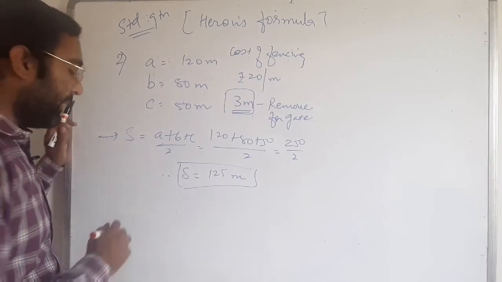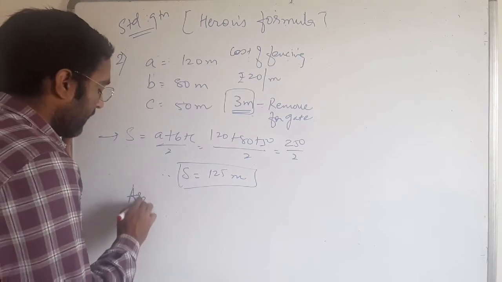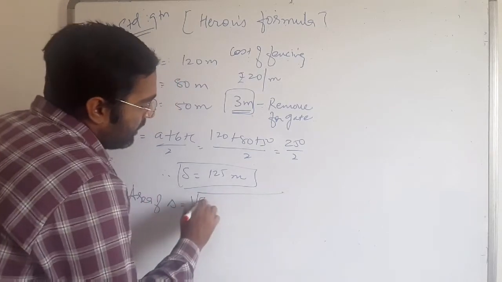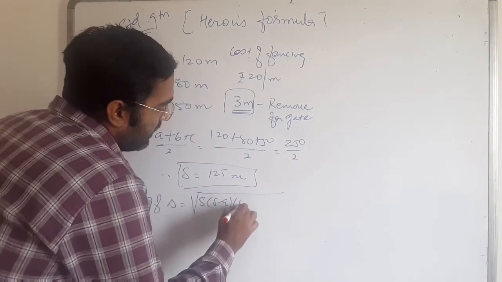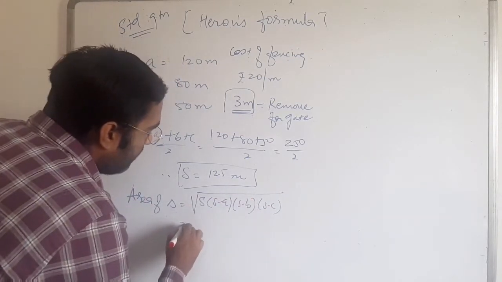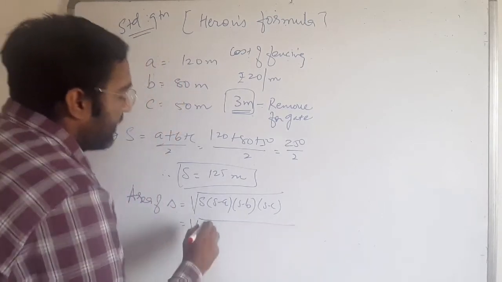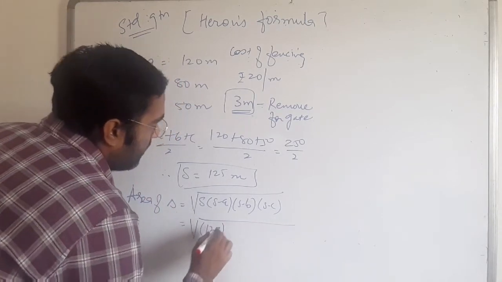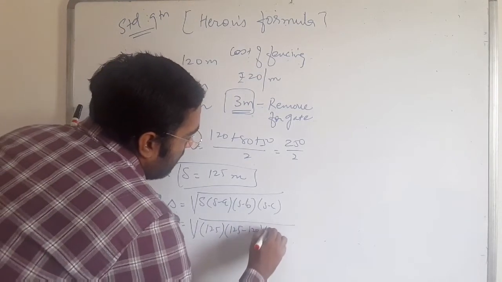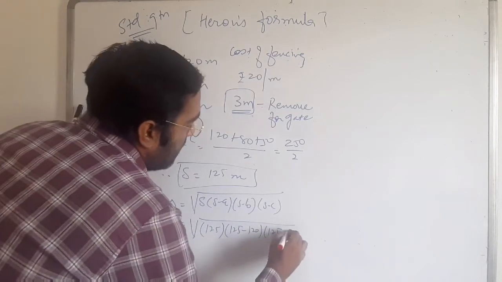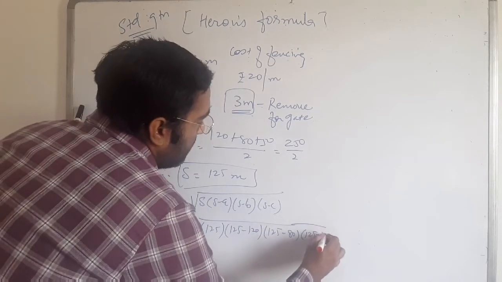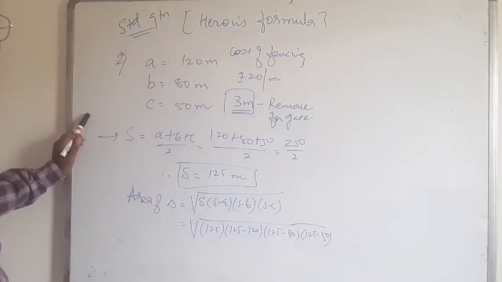Now we have to move to the area. The area of the triangle is the square root of S into S minus A, S minus B and S minus C. So what is my semi perimeter? That is 125. 125 minus A, that is 120, 125 minus B, that is 80, and 125 minus C, that is 50.